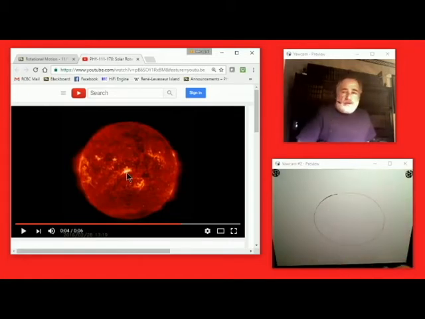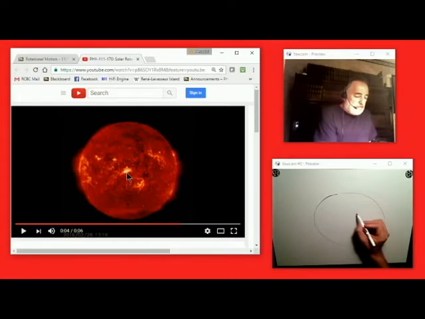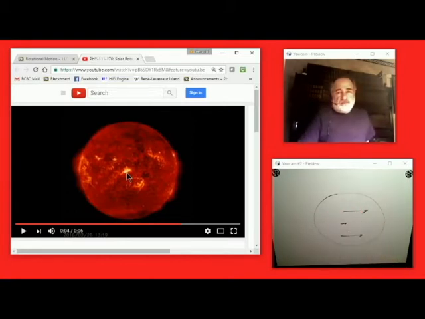Let me draw it on the board here, because certain areas have differential rotation. It's not the same speed as if it was a solid, it's a gaseous surface. So what you need to do is first figure out a scale.